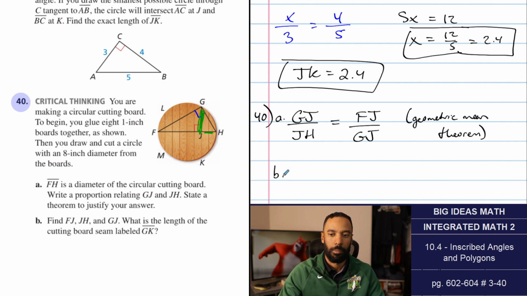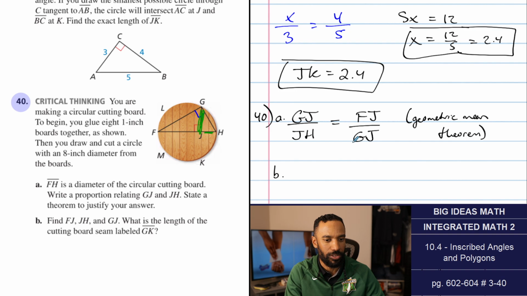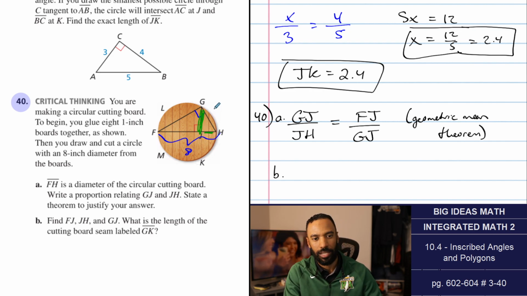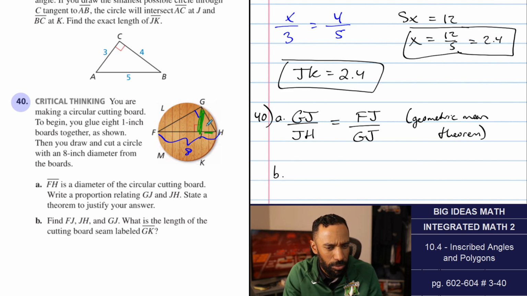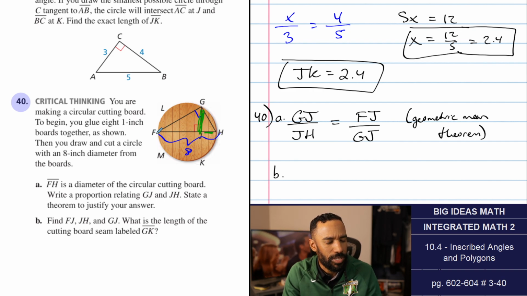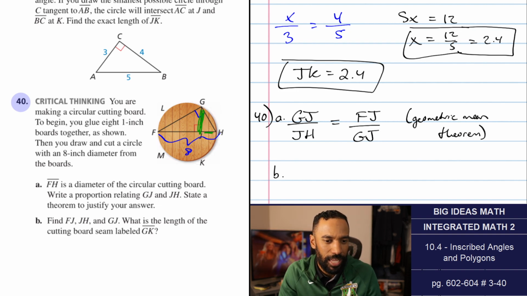That's the setup. Part B, find FJ, JH. Oh, perfect. FJ is part of this. JH and GH. What is the length of the cutting board seam labeled GK? Oh, I forgot. There's an actual length here. So this length is 8. Do they have other lengths? Can we do other ones? Or the angle things we should do? If this is a diameter, is there another chord or radius? Find FJ, JH, and GJ. What is the length of the cutting board seam labeled GK?